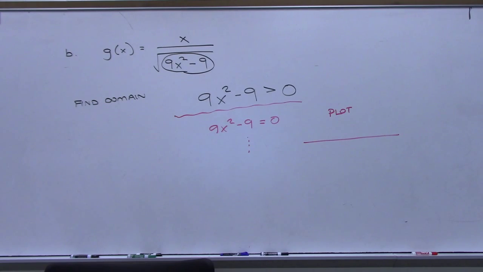Would I be able to split this into 3x plus 3, factor it out, and do 3x plus 3 and then 3x minus 3? Yes, you could. You can also just pull a 9 out from the beginning. There are a couple of different ways you can do it. You can move the 9 over to the other side and then divide both sides by 9. There are 3 or 4 different ways.